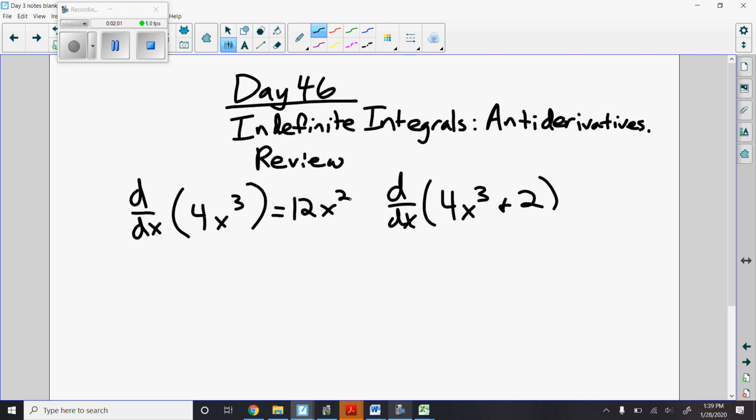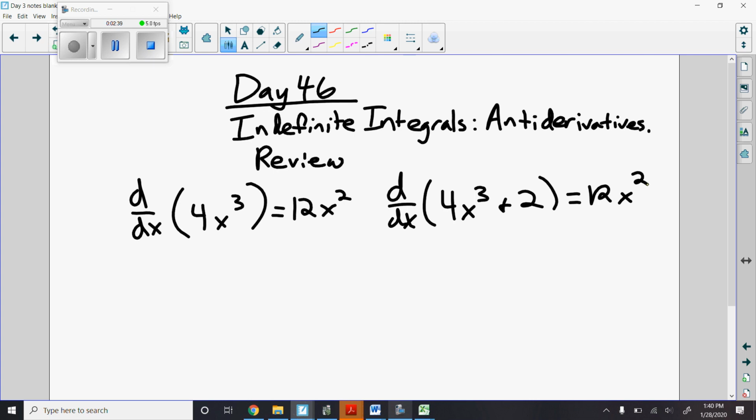Interestingly enough, with this other derivative, we also get 12x squared. The derivative of 4x cubed is 12x squared, but that plus 2 is a constant. The derivative of a constant always equals 0, so we get 12x squared. So we get this idea about two different functions that, when we do the derivative, give us the same answer.